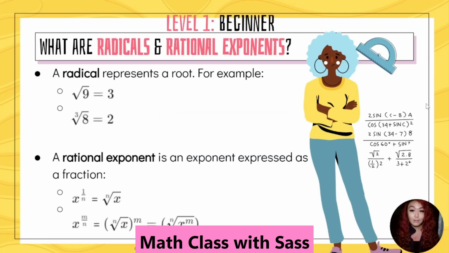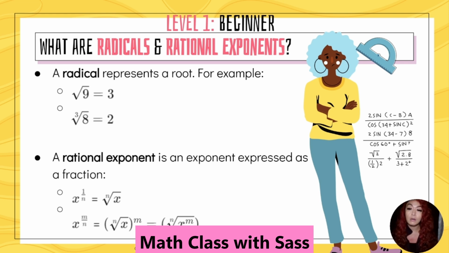So what are radicals and what are rational exponents? Well, a radical represents a root. For example, a square root or a cubed root, right? And a rational exponent is an exponent that's expressed as a fraction. And when we have an exponent expressed as a fraction, we can rewrite it as a radical.